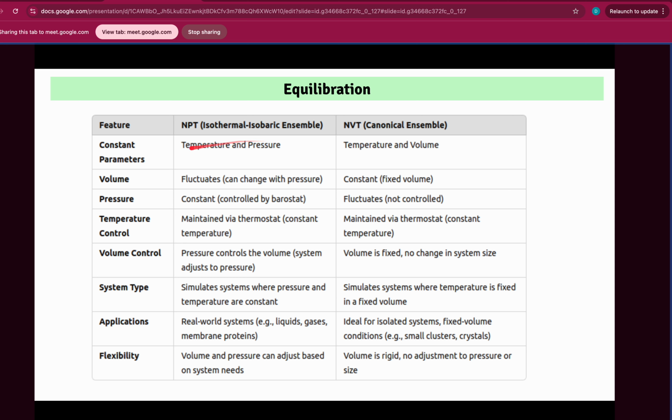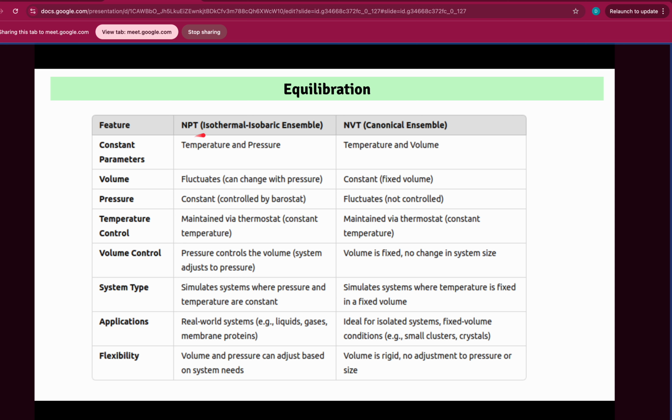I felt that this is important. In NPT we have constant temperature and pressure, whereas in NVT we have constant temperature and volume. NVT is the canonical ensemble. That means we first perform NVT and then decide whether we need to perform NPT or not. So NPT comes after NVT.